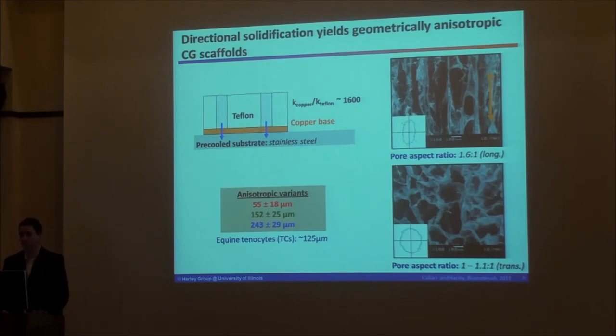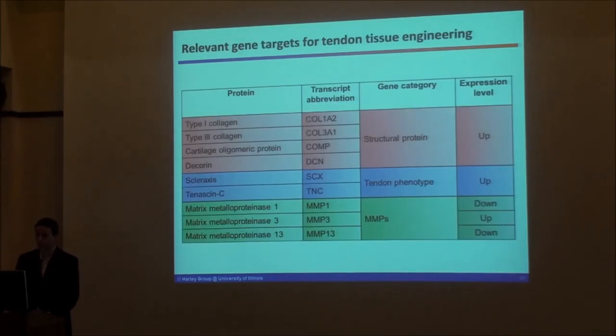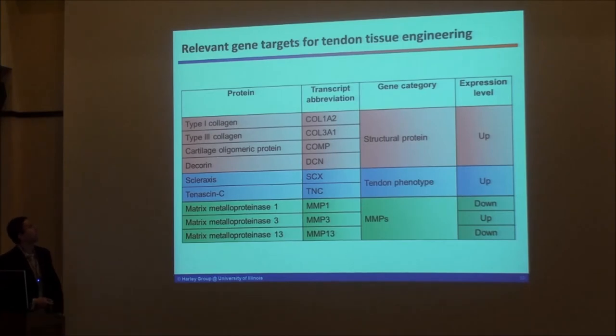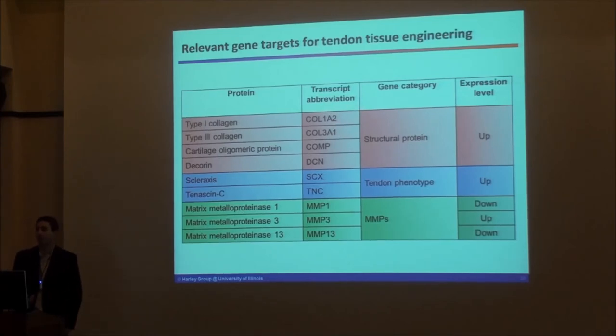But we wanted to look more closely at whether they were acting like healthy tenocytes should. And so we looked at a variety of different gene targets, and I'll be talking a lot about these in the next few slides, so I figured I'd give a summary of some of the targets we're interested in, especially since tendon is maybe a more unfamiliar tissue for a lot of people. So looking first at some structural proteins, tendon is composed primarily of type 1 collagen. Type 3 collagen is also an important component, especially in immature tendon.